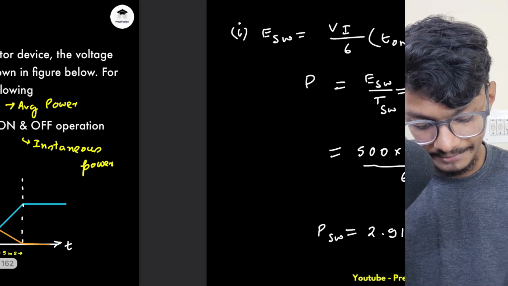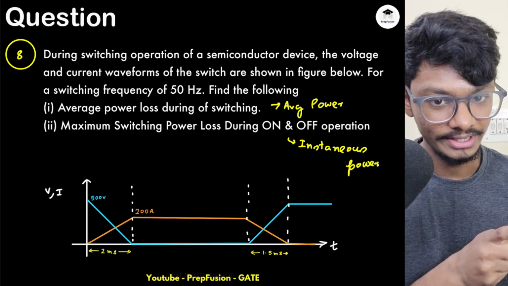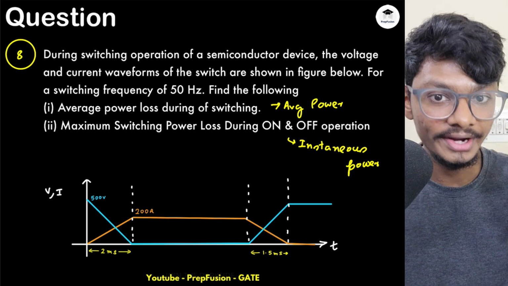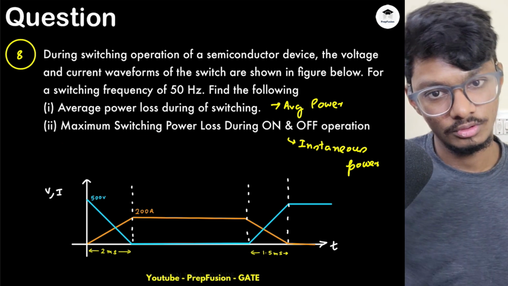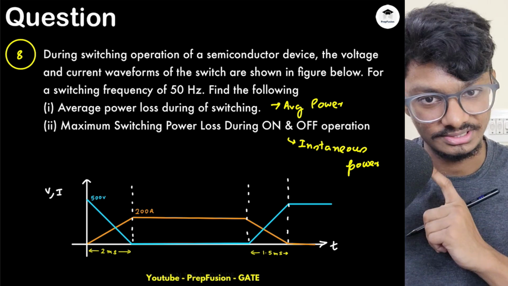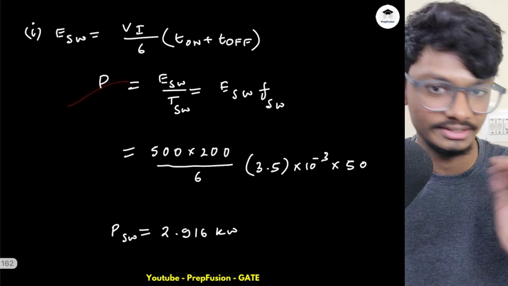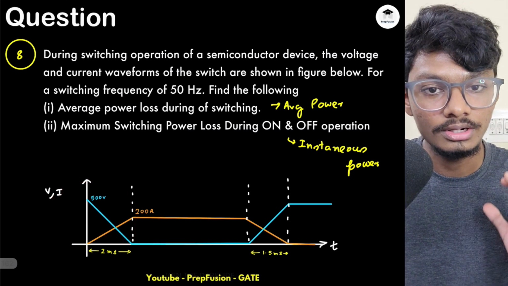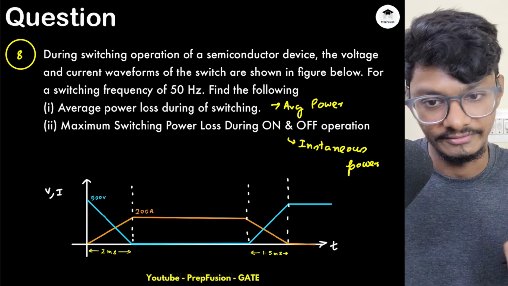Now the maximum power happens when both of them are maximum, is it? No, right? Because I can't find any case where both of them are maximum. So how to find out the maximum switching power during on and off operation? For this, you have to again go back to basics. When you don't know anything, you have to derive it by yourself. So this one I knew, so I didn't have to derive. I used the direct formula. But this one I didn't know, so I cannot just write any formulas. I have to derive from basics.